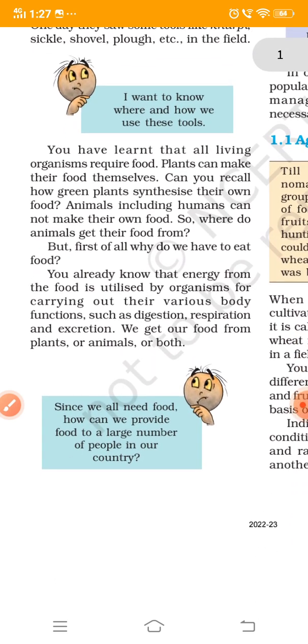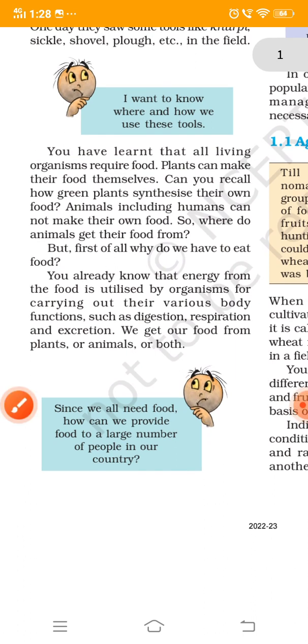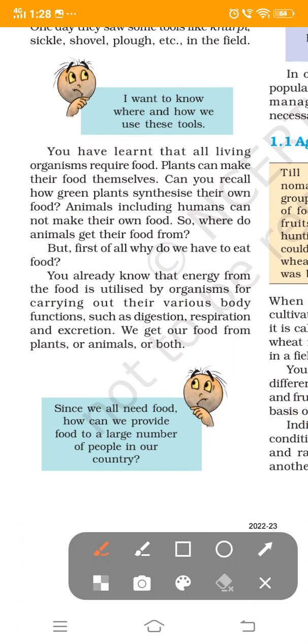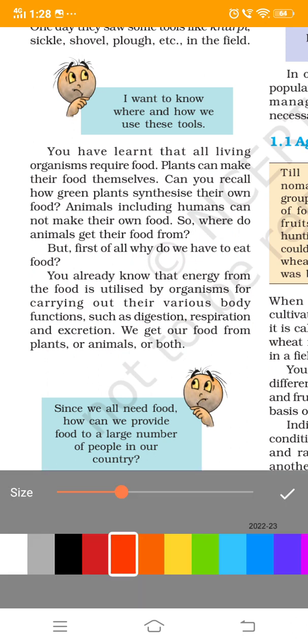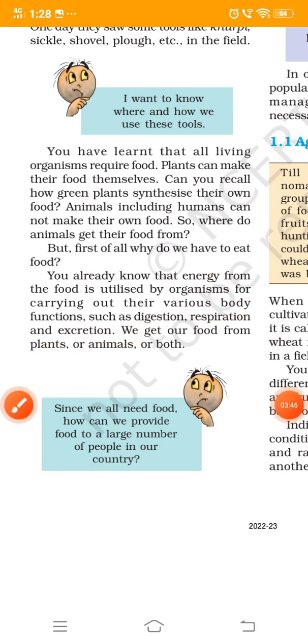You already know that energy from food is utilized by organisms for carrying out various body functions such as digestion, respiration and excretion. We get our food from plants or animals or both. From animals also we get food, like milk and all, because animals generate food, while humans do not. To digest food, of course, we need energy.